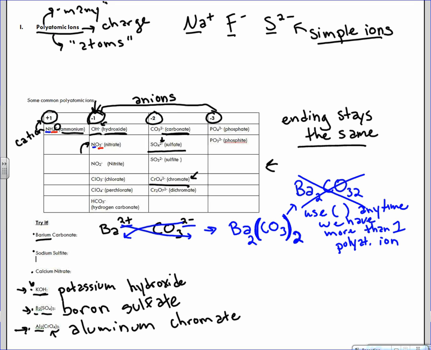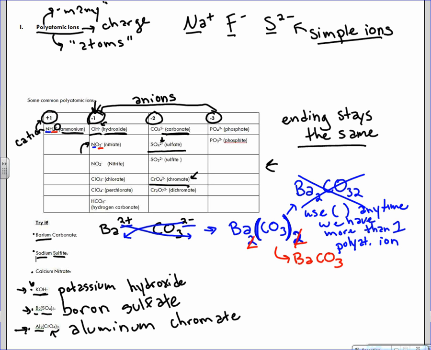Okay, but we're not done yet. Some of you might be thinking, hopefully some of you are thinking, but there's a 2 here and a 2 here. We learned what we do in that case. If it can be reduced, remember that we always write our formula in the lowest possible denominator. So if this 2 and this 2 can both cancel out, our final formula is going to be BaCO3. So that's barium carbonate. Let's go on to the next one.